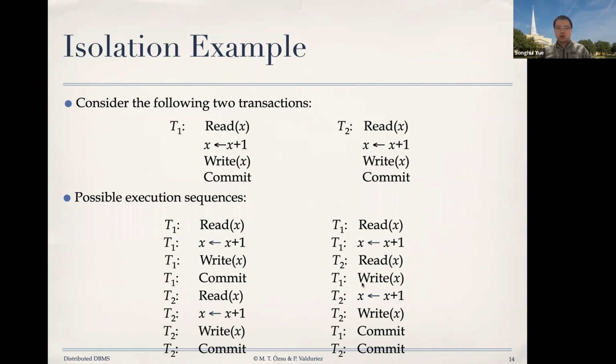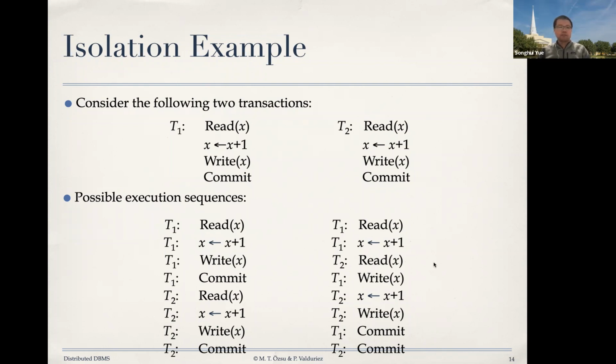And this T1 will write X, and then T2 will do the calculation, and T2 will write X. So both of these X values should be the same because of this calculation. They are the same calculation. So T1 commits and T2 commits. So this will be weird. Okay, the result will be false. It's because the value will only be added by 1 instead of by 2. So this one might not be the result that we want.